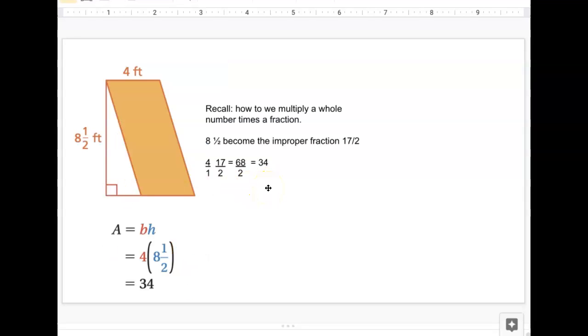In this problem, we see that the base is 4 and the height is 8.5. Then we have to be reminded, how do we multiply a whole number times a fraction? Well, we're going to take 4 and make it 4 over 1. We're going to take 8.5 and make that an improper fraction. Multiply 4 times 17. That product is 68. Divided by 2 gives you 34. So your answer is going to be 34 feet squared.